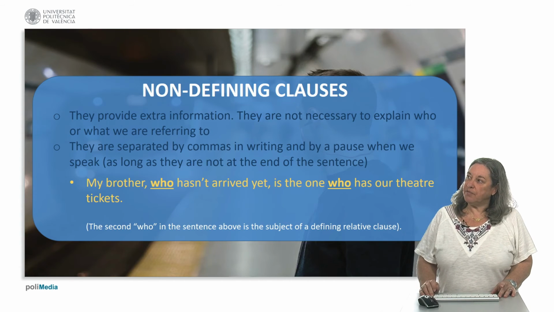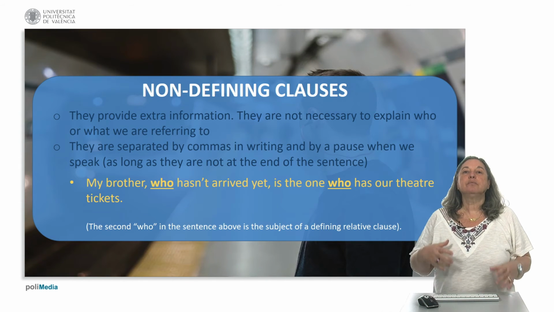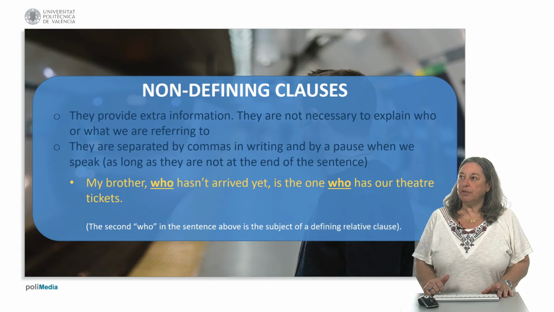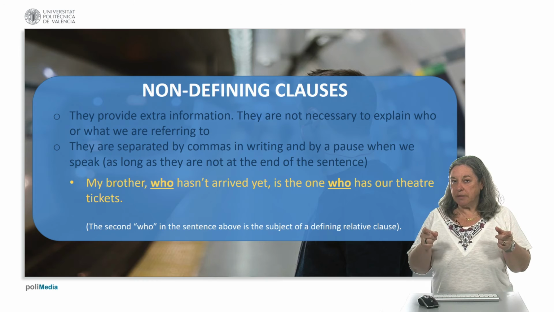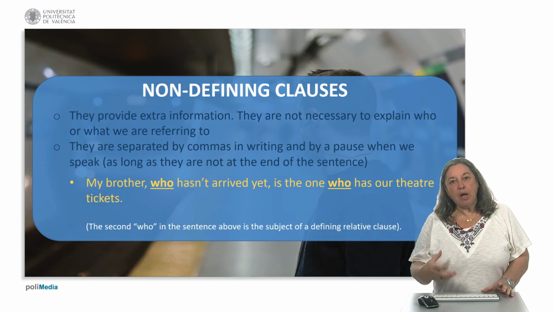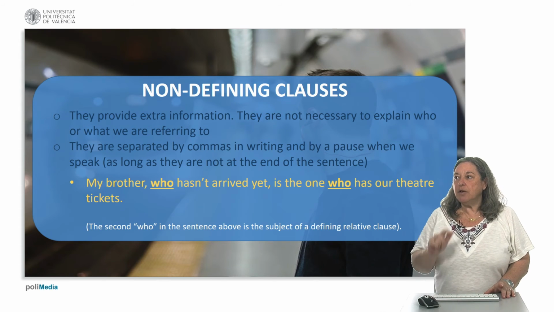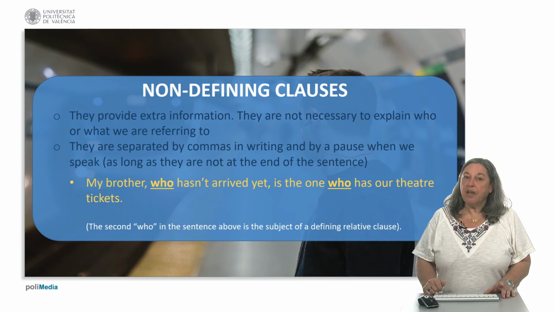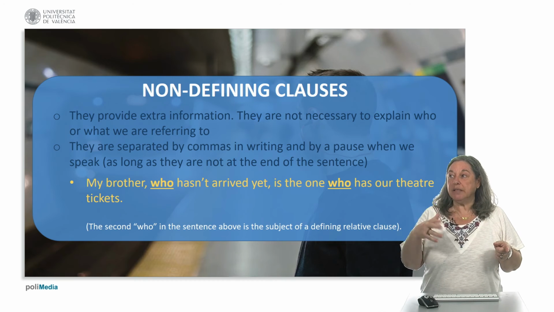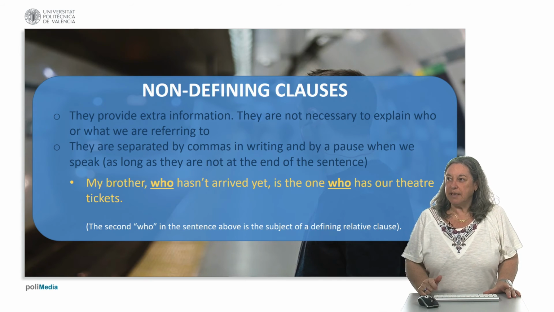Now, let's have a look at non-defining clauses. They provide extra information. They're not absolutely necessary to explain who or what we are referring to. That information is separated by commas when we write and a pause when we speak, as long as they're not at the end of a sentence. For example, my brother, who hasn't arrived yet, is the one who has the theatre tickets.